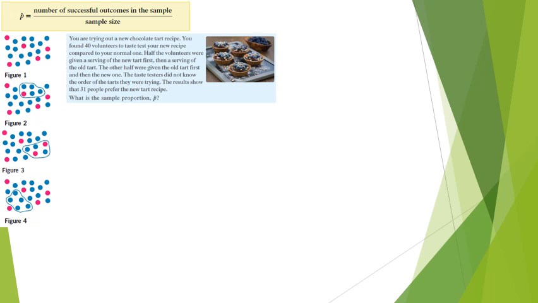Now because the sample proportion is what we want to be a successful outcome, we have 31 successful outcomes out of 40. So that's what p hat would be.